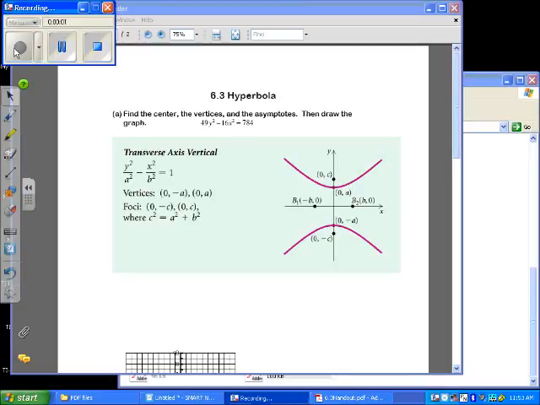In section 6.3, we're talking about hyperbolas. We're going to do part A in this video. We're asked to find the center, the vertices, and the asymptote. Then draw a graph.